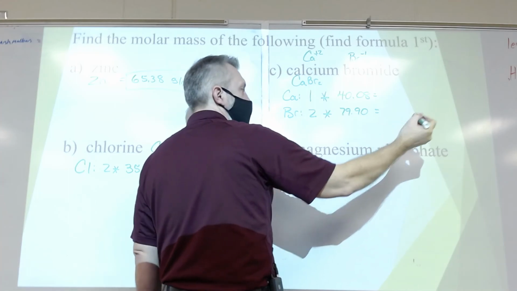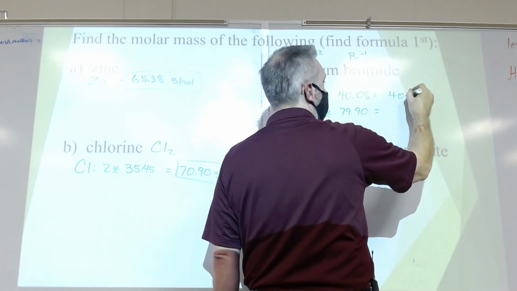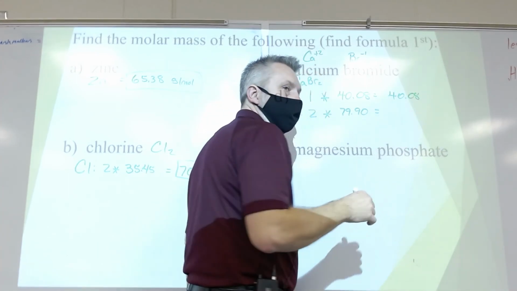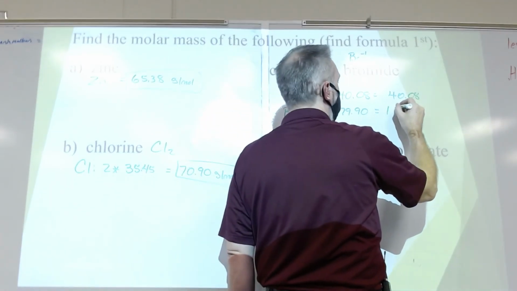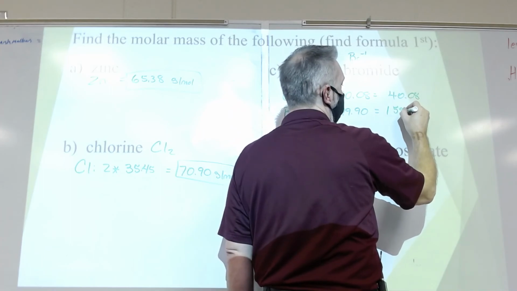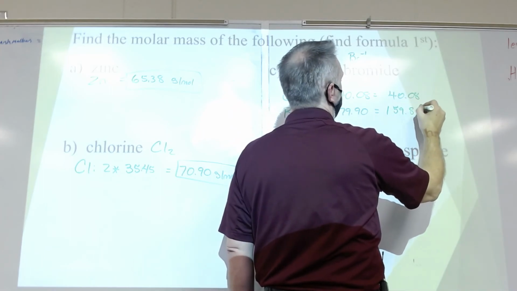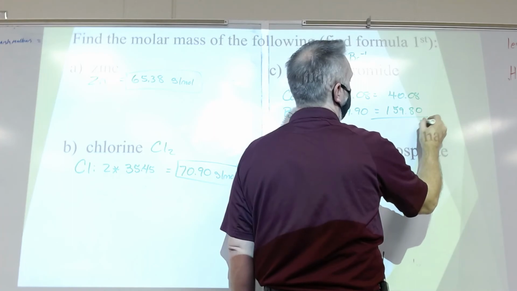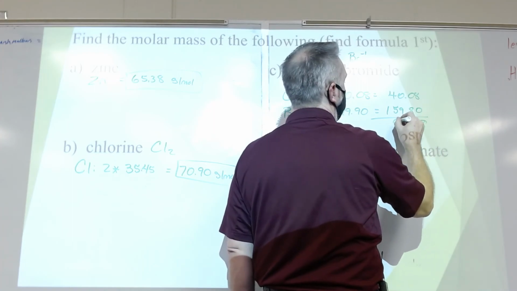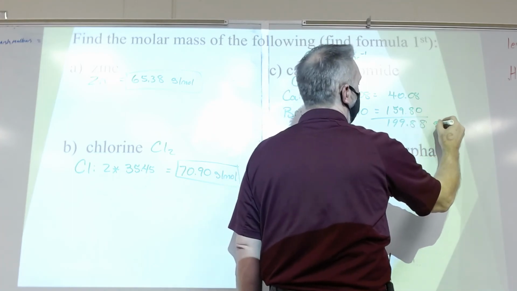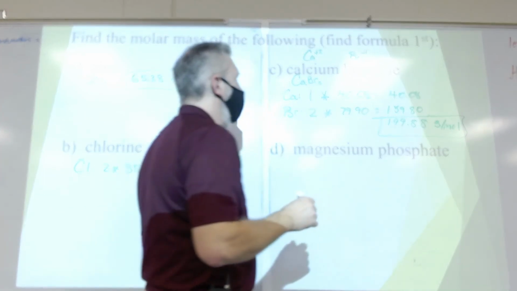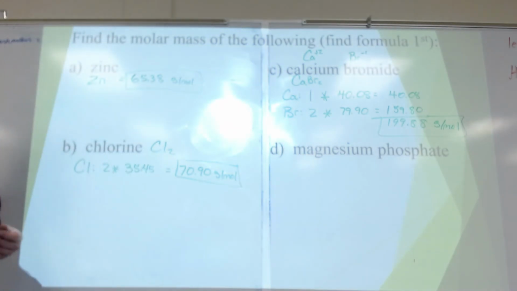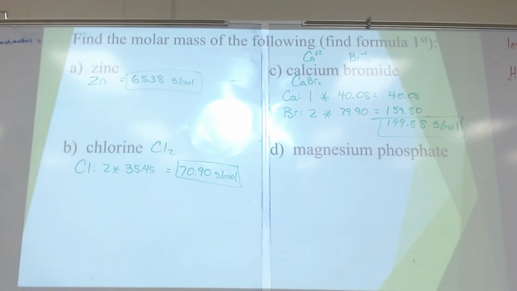Okay, so I can do the first one for you. And the second one would be what? 159.8. And so the molar mass of calcium bromide is 199.88 grams per mole. You guys do the next one.